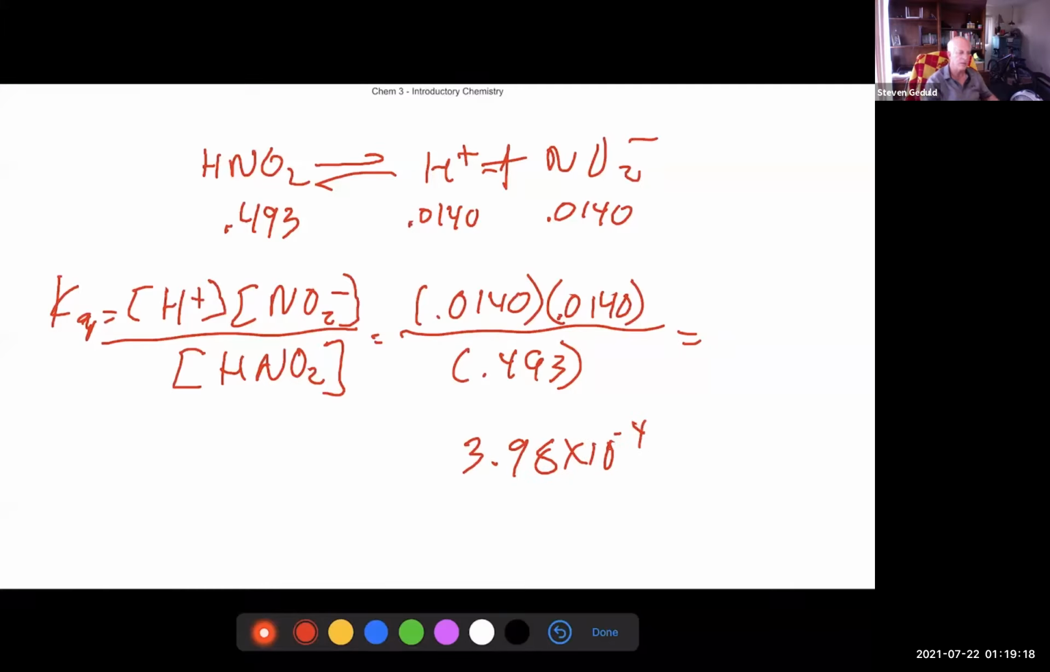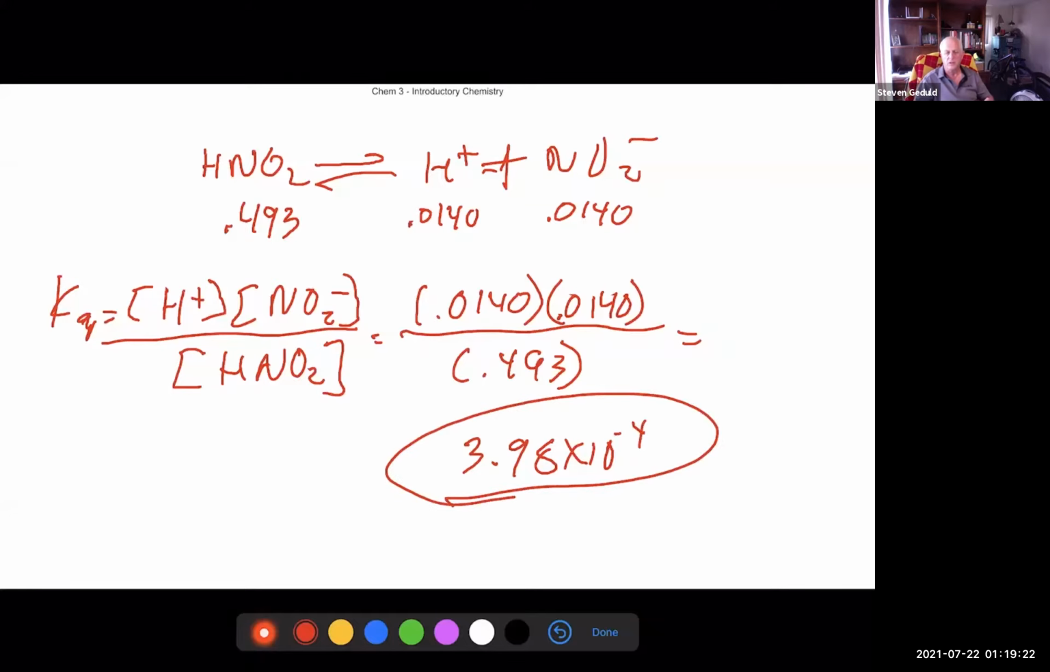That's your equilibrium constant. And with equilibrium constants, there's no units because they're all going to be different. One's going to be molarity, but it could be molarity squared, molarity cubed. Units don't mean anything with equilibrium constants. So there's no units. One of the few things in chemistry where there's no units. So the equilibrium constant is 3.98 times 10 to the negative 4. So let's do another example.